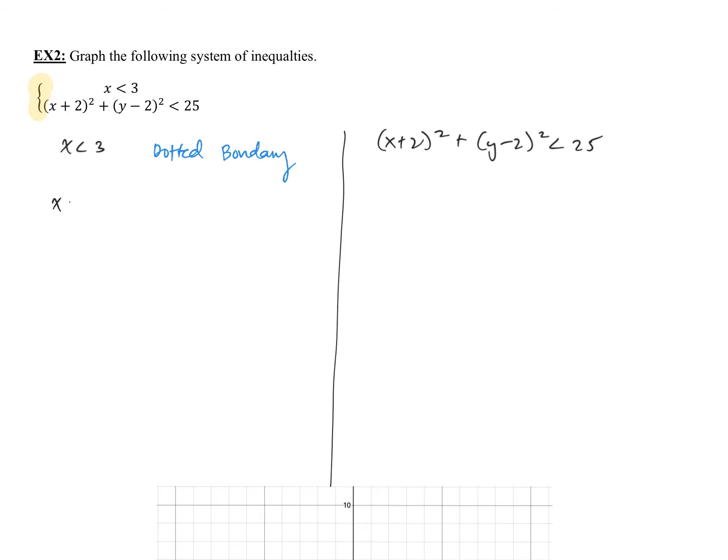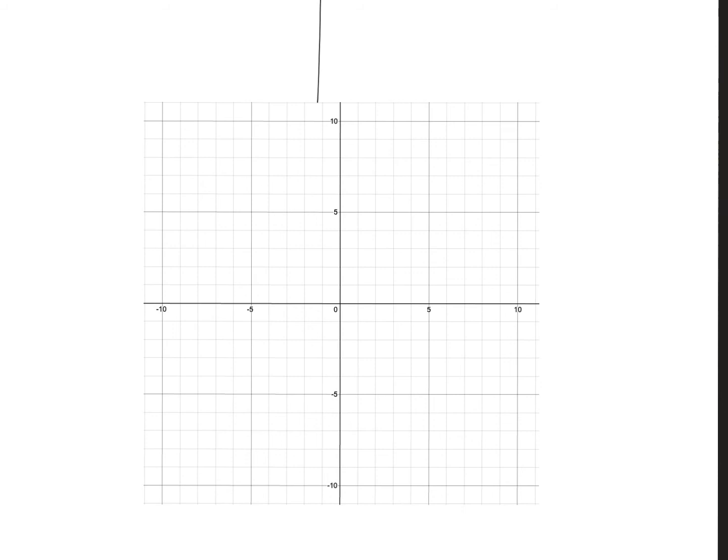Well, if I just rewrote this with an equal sign, you'd notice this is a line. Okay, so this is just the line x equals 3. So let's go ahead and graph that in, x equal to 3. It's going to be right here. And we said it was a dotted boundary, so let's go ahead and dot that in. x equals 3 is that line.